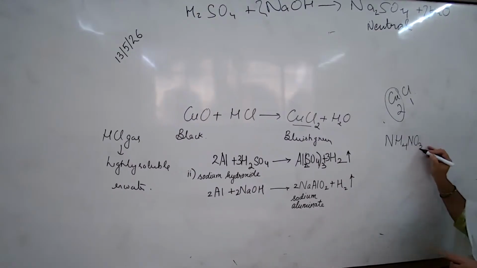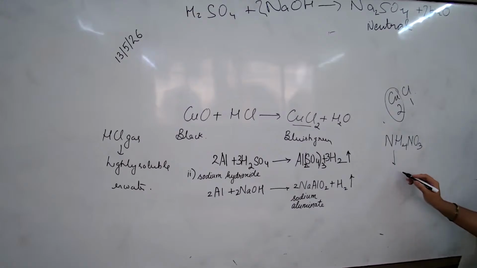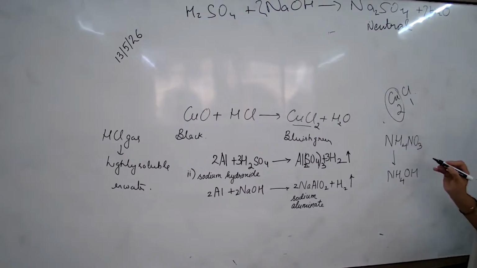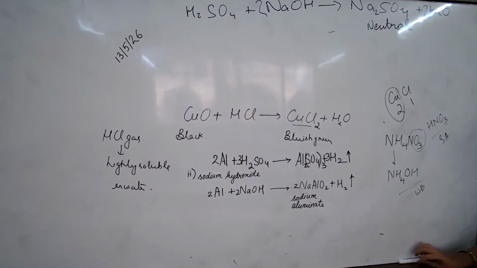What are the parent acid and base? Where does this come from? NH4 comes from ammonium hydroxide, and this comes from nitric acid. This is a strong acid, weak base, so it will be acidic. Okay, so with universal indicator which color will it give?